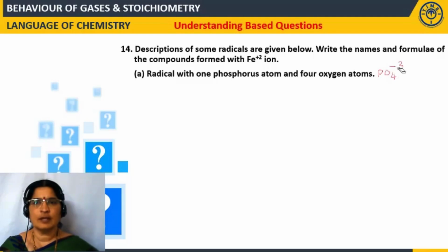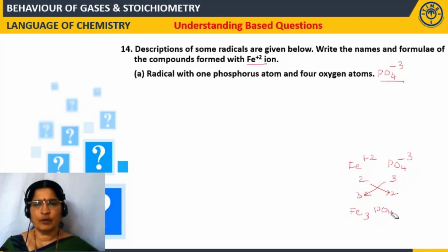PO4 minus 3 is the radical. Now, if we take Fe plus 2 and PO4 minus 3, how do we write the formula? Fe plus 2, PO4 minus 3. 2, 3, if we crisscross, we get 3 here and 2 here. When we write the formula, it is Fe3, PO4 taken twice. So this should be the formula of the compound of phosphate with Fe plus 2 ion.